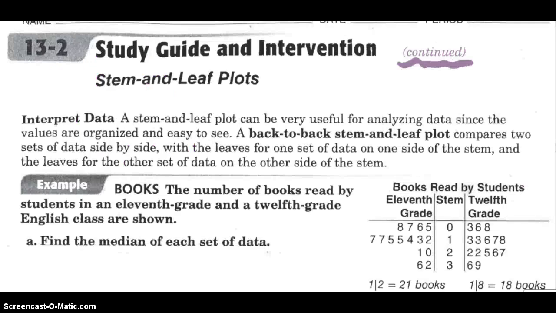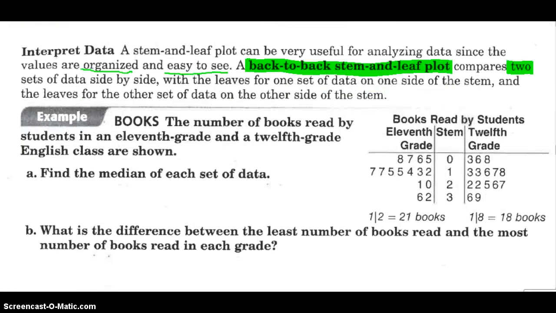All right, if you'll flip your paper over, we're going to continue talking about stem and leaf plots. A stem and leaf can be very useful for analyzing data since the values are organized and easy to read. Stem and leaf makes everything organized and easy to see. A back-to-back stem and leaf plot compares two sets of data side by side, with the leaves for one set of data on one side of the stem and the leaves for the other set of data on the other side of the stem. So below we have an example of a back-to-back stem and leaf plot.